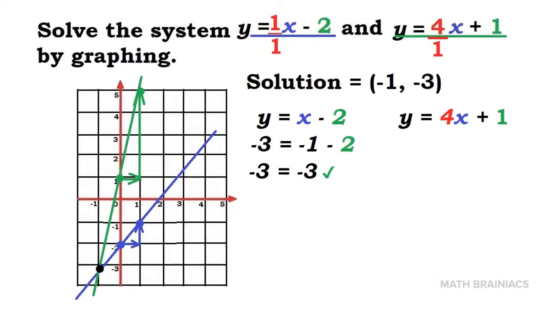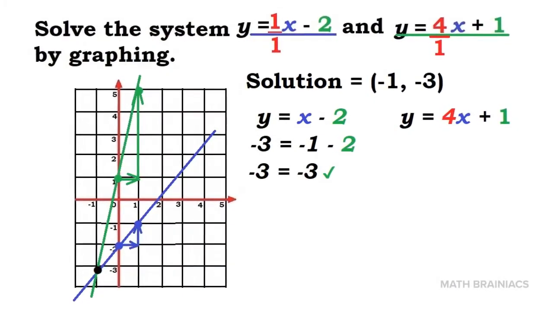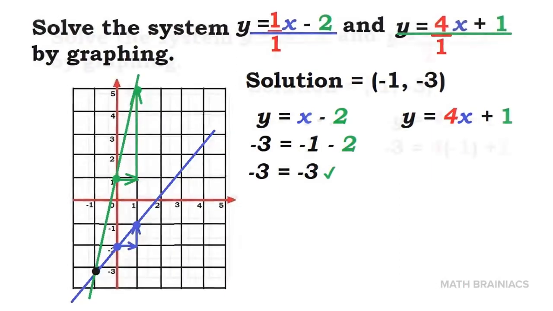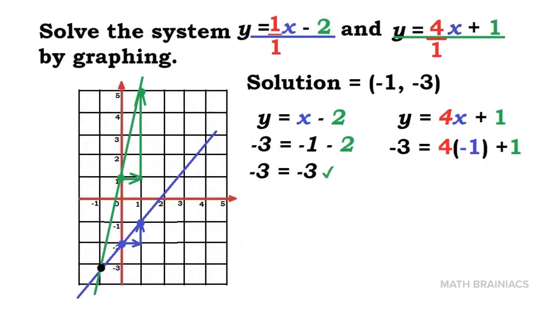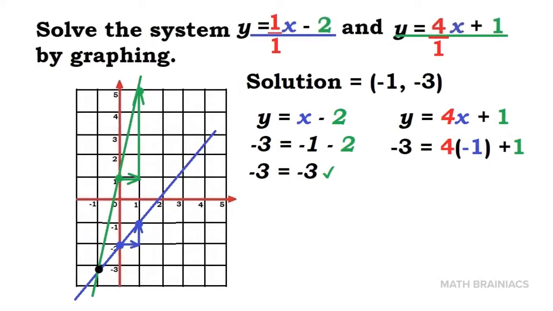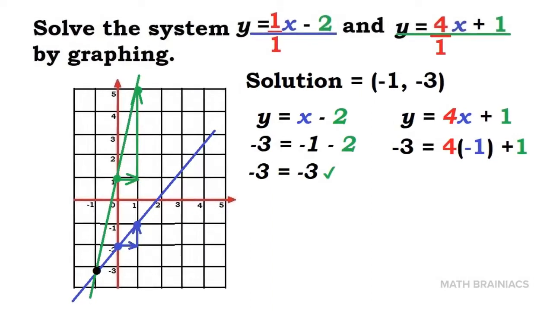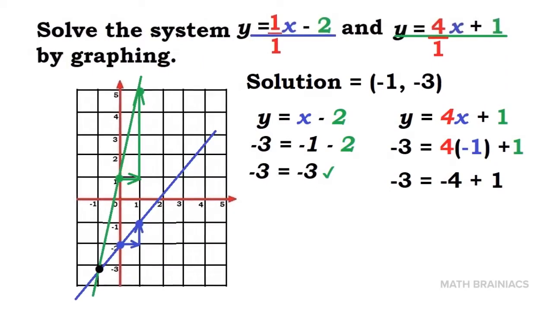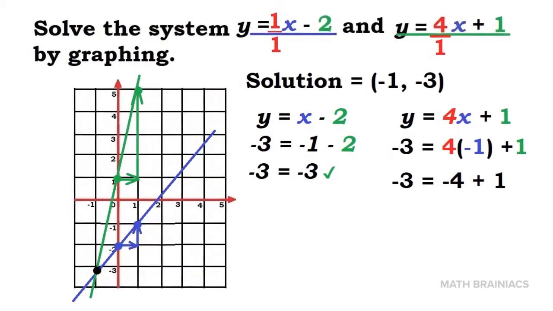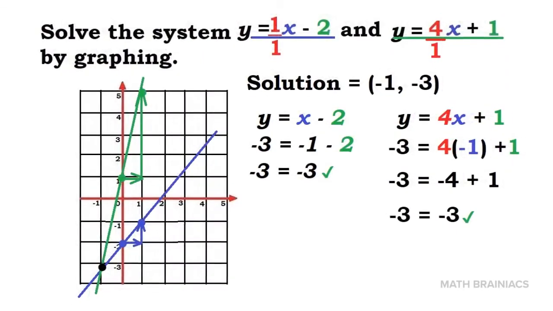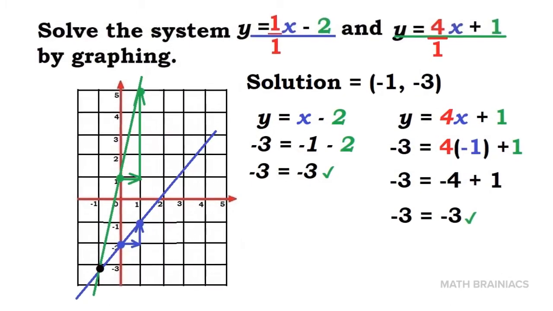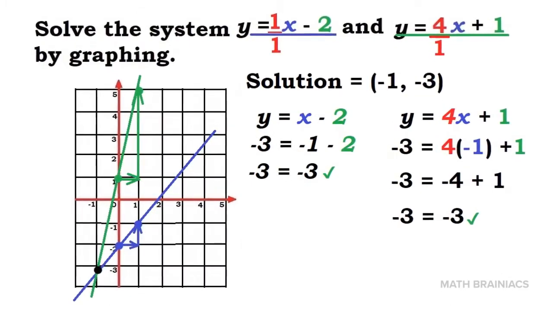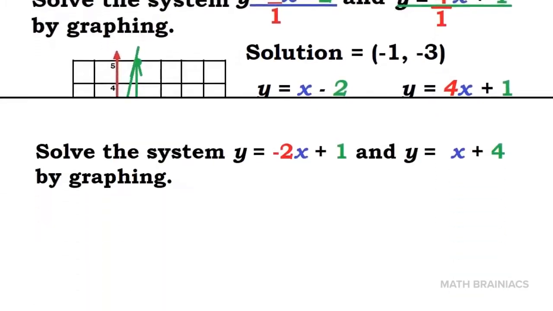Y is equal to 4x plus 1. Let us substitute the solution on the equation. It will give us minus 3 is equal to 4 times negative 1 plus 1. Simplifying the equation, it will give us minus 3 is equal to minus 4 plus 1. And we can come up with the same answer. Accordingly, our solution is correct.